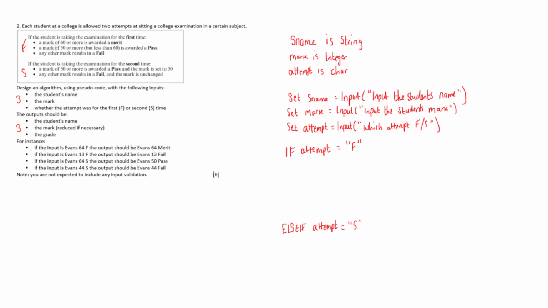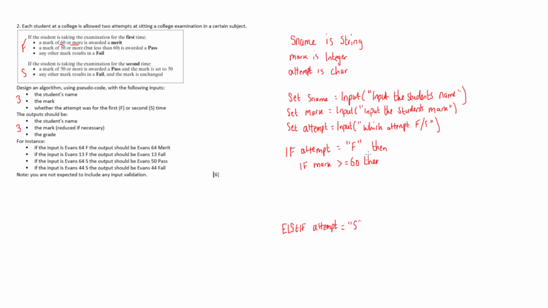Okay, so the first thing we need to do here is a mark of 60 or more is awarded a merit. So if the attempt was equal to an F and it was the first attempt, then what we're going to do is we're going to say if, notice my indentation in here, if the mark entered was 60 or more. So that tells me that it's greater than or equal to 60 marks.